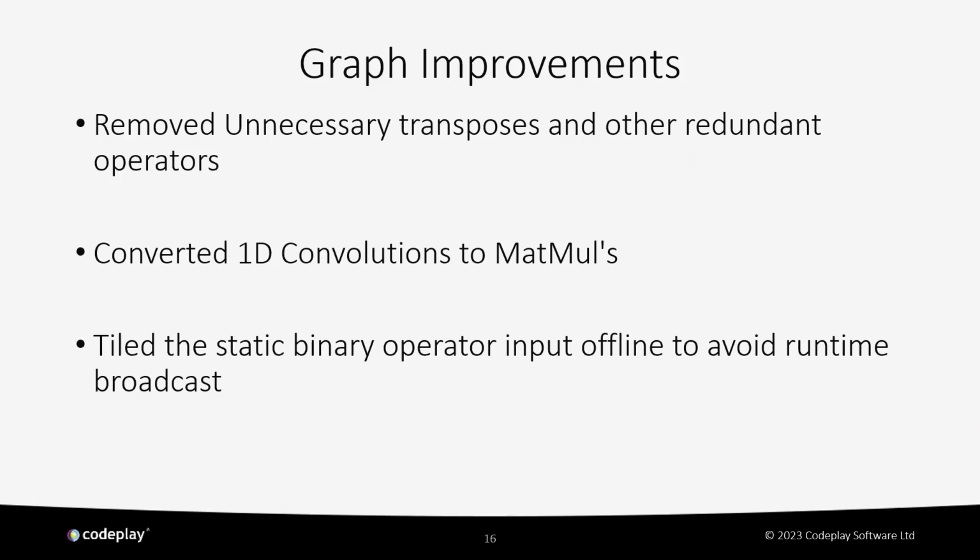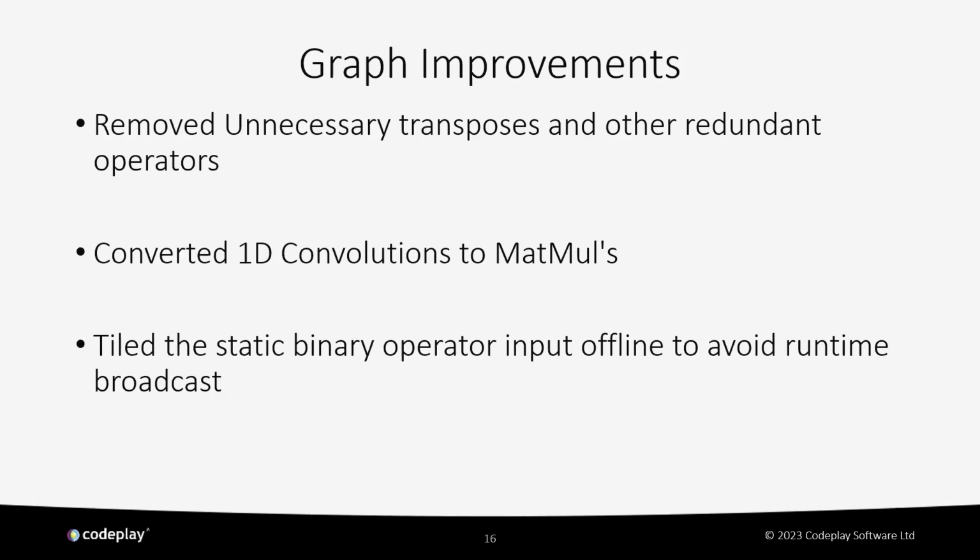So how can we reduce the execution time that the non-tunable operators take up? We can remove unnecessary transposes and redundant operators. Additionally, the convolutions that were initially used in the model were actually 1D convolutions, and hence we could convert those directly to matmuls, and thus eliminated the need to convert the tensors from NCHW to NHWC and back.